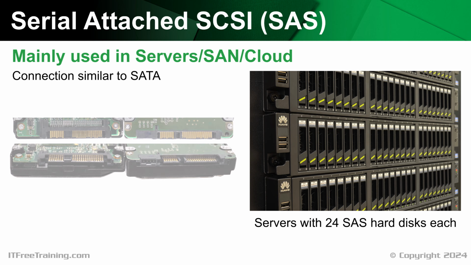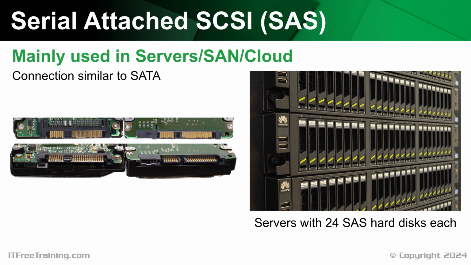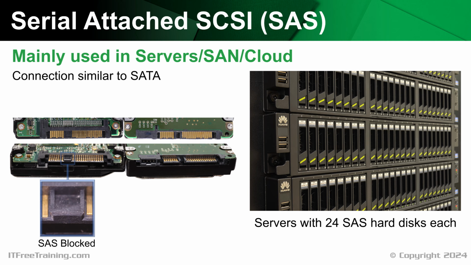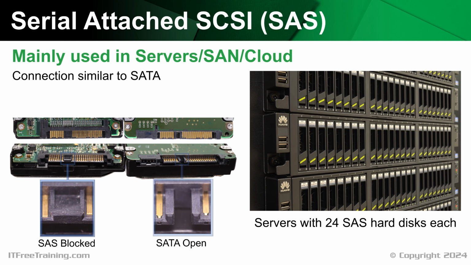To understand the difference between the two, I have a SAS hard disk and a SATA hard disk side by side. When you look at them, the connection looks very similar. However, on a closer look, you can see that with the SAS connection, the middle of the connector is blocked. In contrast, the middle of the SATA connector is open. The block means that if you attempt to plug a SAS hard disk into a SATA enclosure, it won't go in. However, a SATA drive will go in a SAS enclosure. Thus, SAS supports SATA, but SATA does not support SAS.